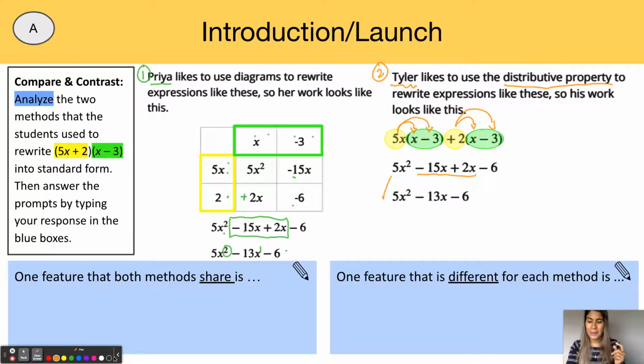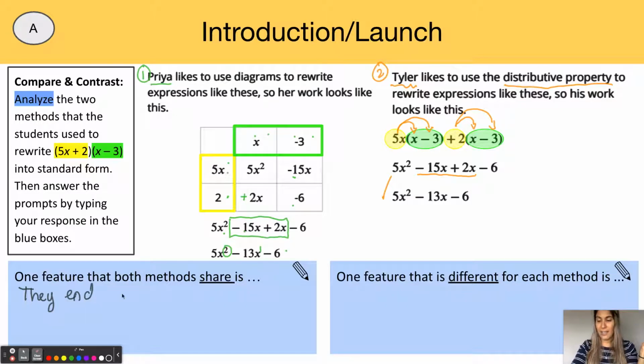So let me make some observations. Priya ended up with 5x squared minus 13x minus 6. Tyler ended up with 5x squared minus 13x minus 6. So they're the same. They end up with the final answer being the same. So one feature that both methods share. What is something that both methods share? So I can write in here, they end up with the same answer.